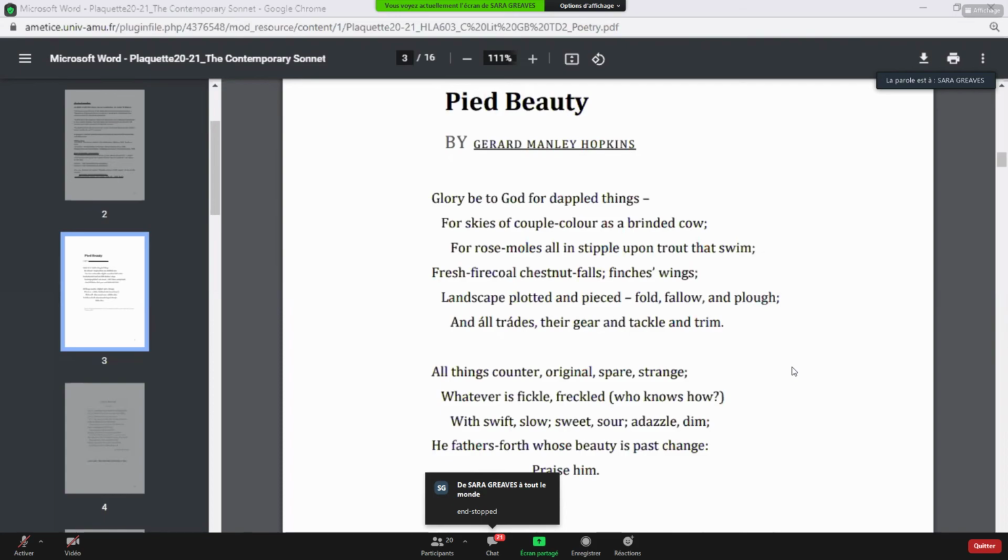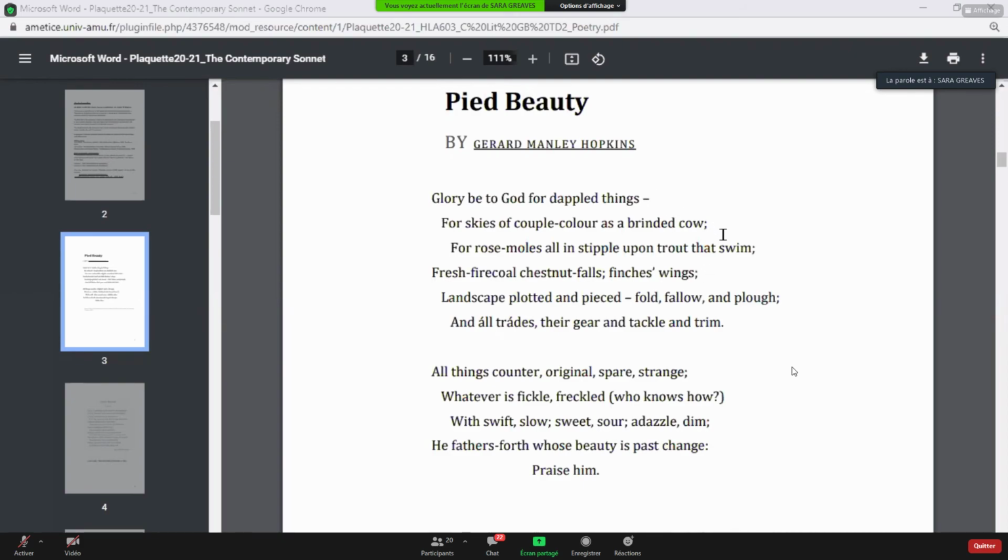End-stopped lines as opposed to run-on lines. Okay, this is a bit of terminology for you. End-stopped lines are lines like these here, where the end of the line corresponds to a syntactical break, as opposed to a run-on line or an enjambement.